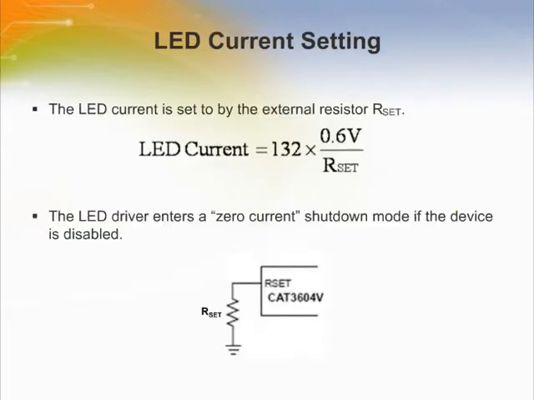The LED current is set by the external resistor. The EN pin enables and disables the device. The LED driver enters a zero current shutdown mode if EN is held low for 1.5 milliseconds or more. As soon as the EN pin goes low, all LED channels are instantly disabled, where the LED current is set to 0. As long as the CAT3604V is not in shutdown mode, the LEDs turn on as soon as the EN goes high.